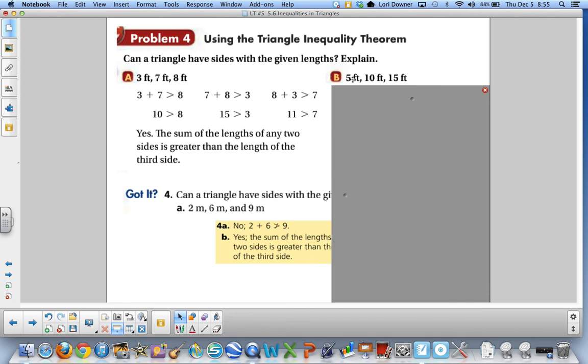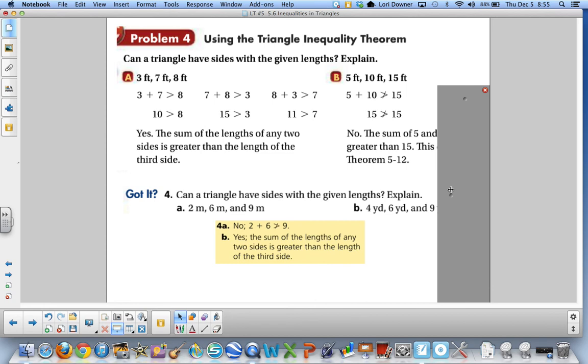Okay, so if we test this out, we have 5 plus 10 is equal to 15. Because it's not greater than 15, we cannot make a triangle with these. So that does not work, because the sum of any two sides has to be greater than the third.